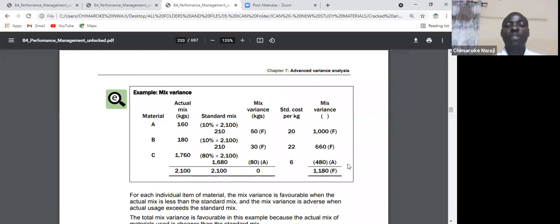So you bring your actual mix, you get the total quantity. You now convert it to standard mix for this total quantity, knowing that you have a standard mix in the standard costing. For one output, what is the standard for one output? That is what you are using.